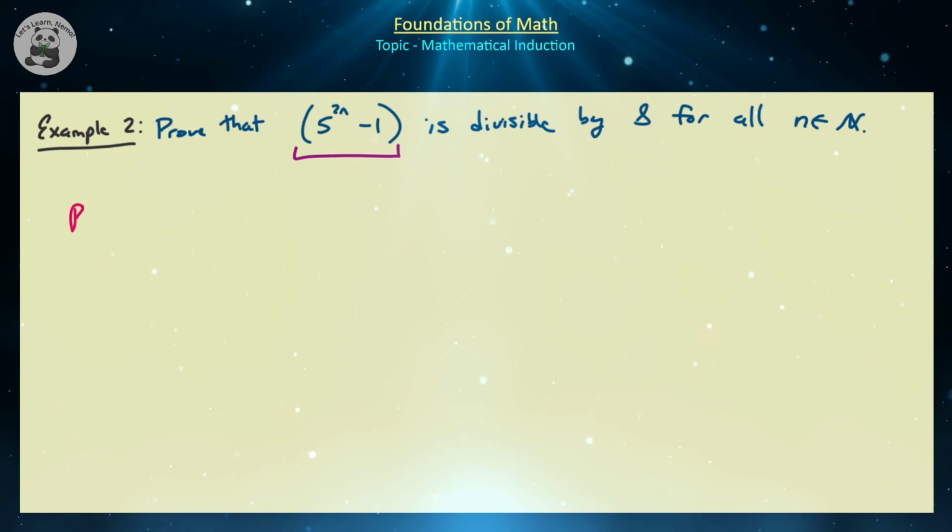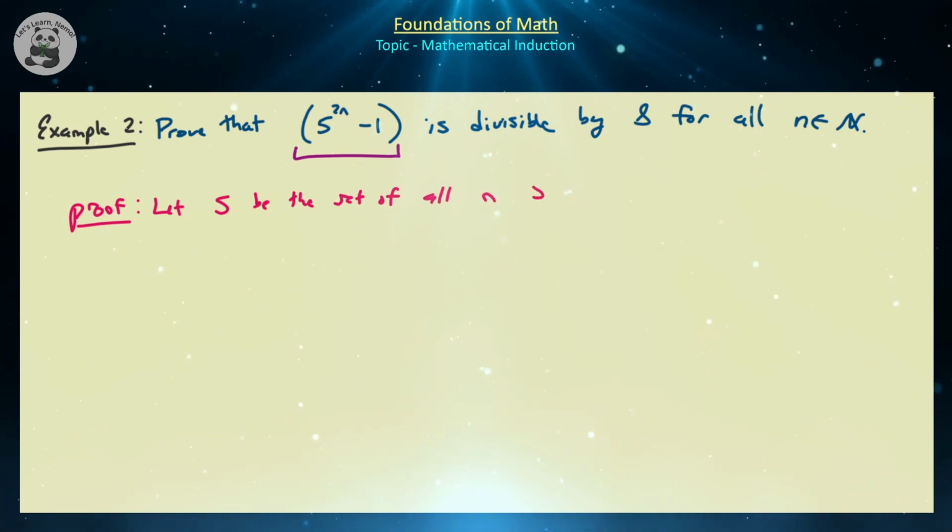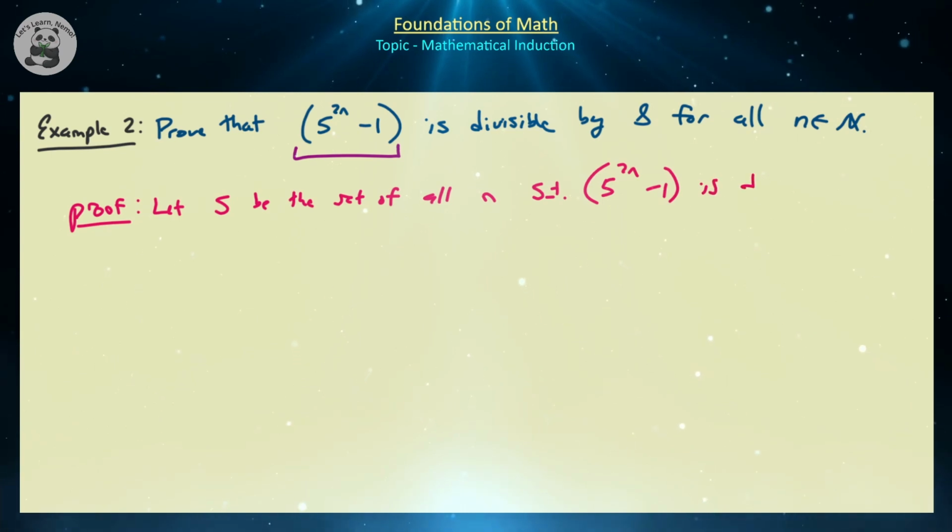So let's start off by defining our set of values for which this indeed works. We're going to let S be the set of all n such that 5 to the 2n minus 1 is divisible by 8. Right? The first thing that we need to show is that 1 belongs to our set.